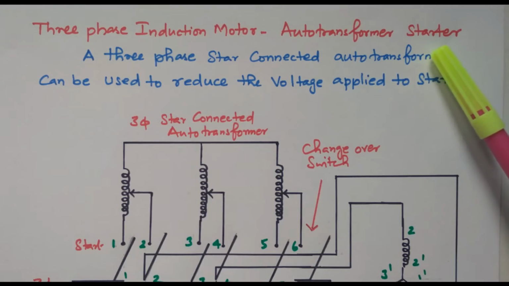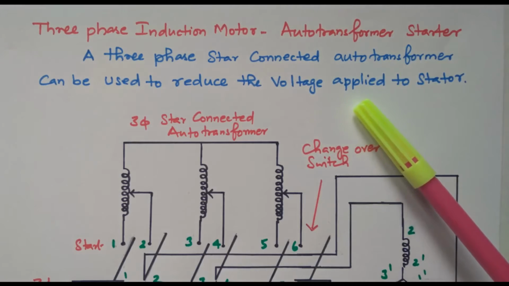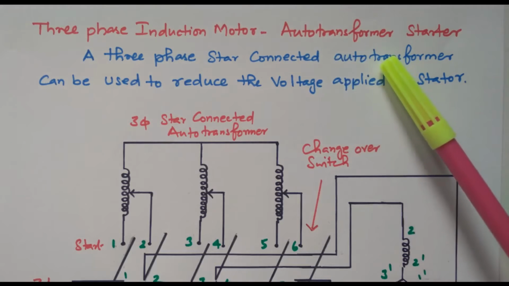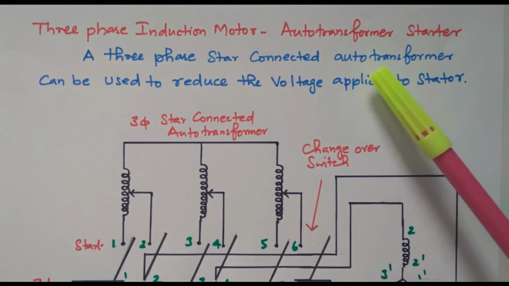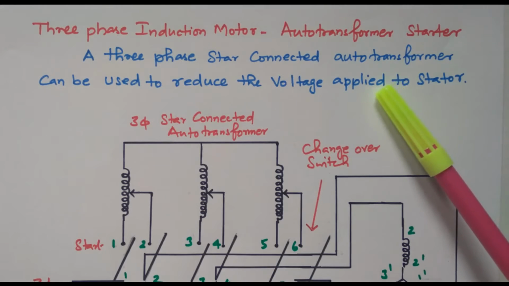So the main purpose of the starter used in the induction motor is to limit the starting current taken by the stator. In order to limit the starting current, we can apply a reduced voltage to the stator. By reducing the voltage applied to the stator, automatically we can reduce the current taken by the stator. The reduced voltage is given by using the auto transformer.